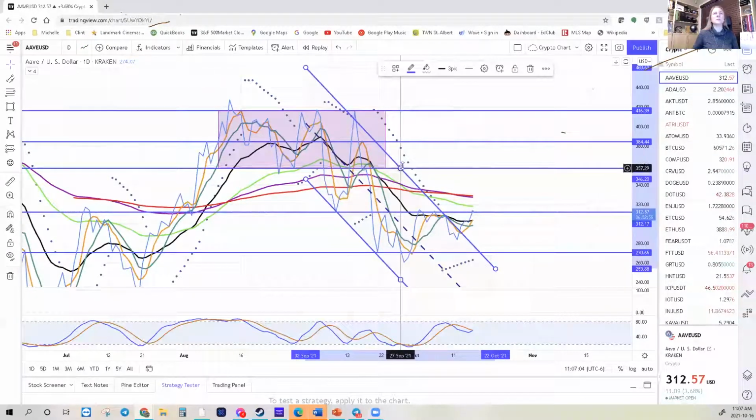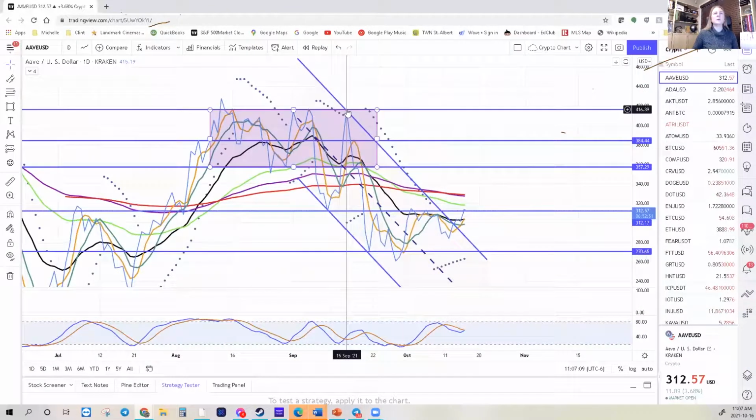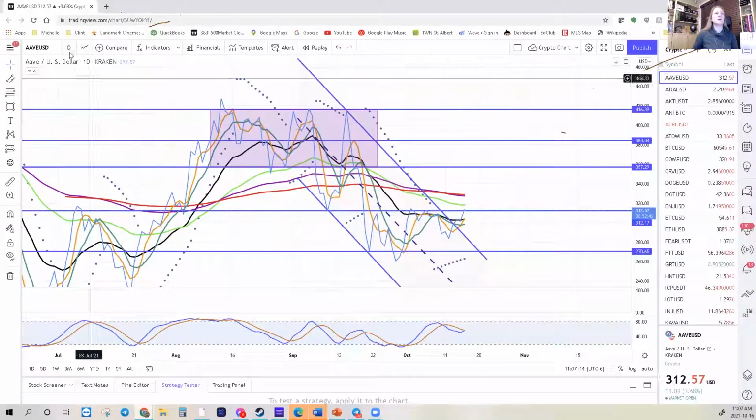Okay, so that's what I'm watching for, right? When it does the triple top here, then you can go to your lower time frames and check to see whether the market was ready to sell.